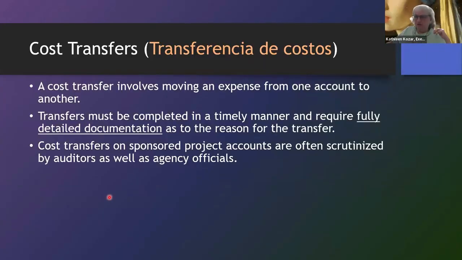So what is a cost transfer? It is moving an expense from one account to another. The uniform guidance, and remember, that's the set of federal regulations, provides specific requirements and guidelines for cost transfers. And they state that they expect to see clear documentation and justification for cost transfers that are done between grant accounts.